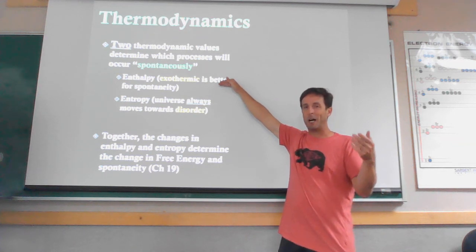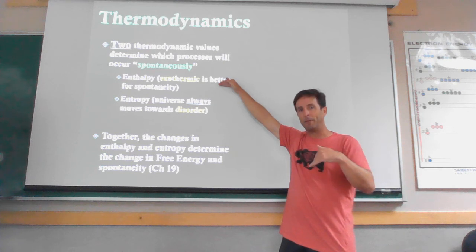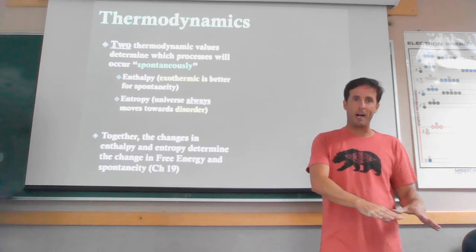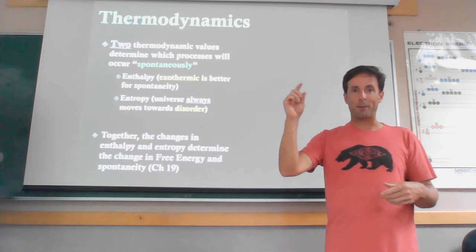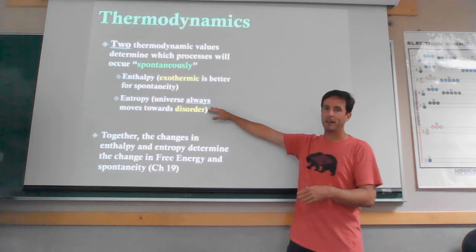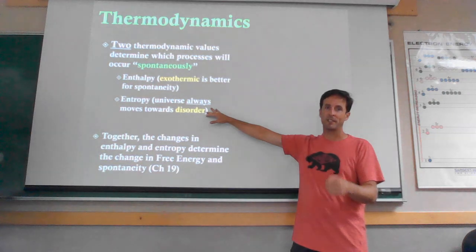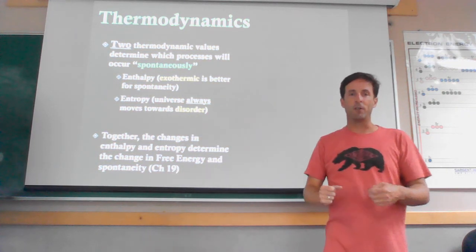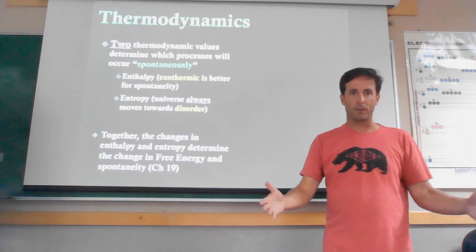But we know that sometimes endothermic processes do happen. And the only way we can explain that is we have to think about a second factor. This hasn't come up in chemistry up till now, but it will come up in chapter 19 later. We'll discuss it in a lot more depth. But entropy is the measure of a disorder of a system. The second law of thermodynamics says that the universe is always moving toward disorder.